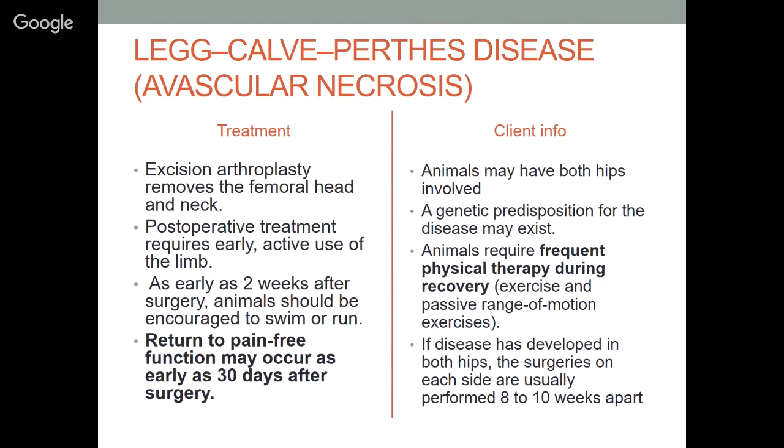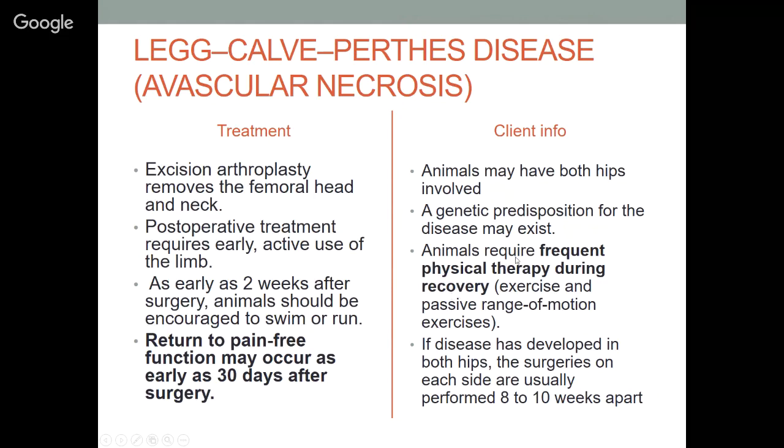Postoperative treatment requires early active use of the limbs. We want to get them back on their feet as quickly as possible. As early as 2 weeks after surgery, we want them to swim or run. Return to pain-free function may occur as early as 30 days after surgery. Animals may have both hips involved, so we may need to do surgery on both hips, and there may be a genetic predisposition for the disease.